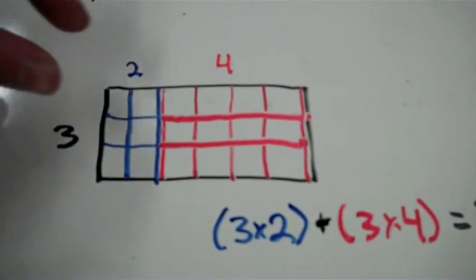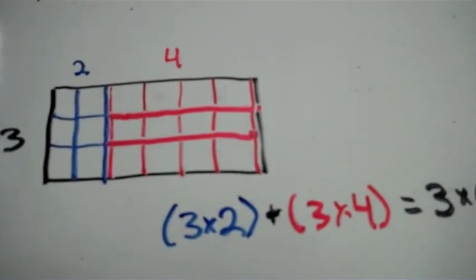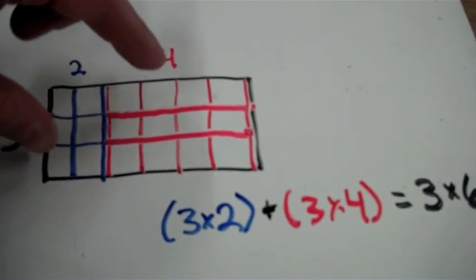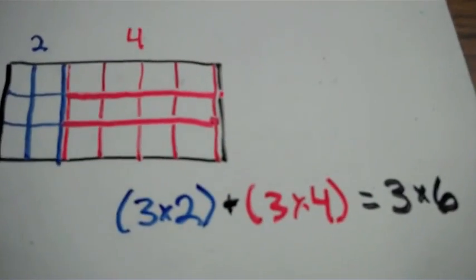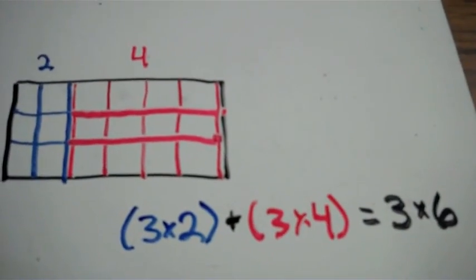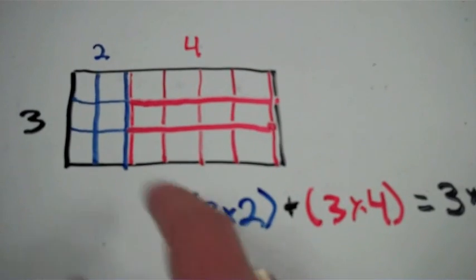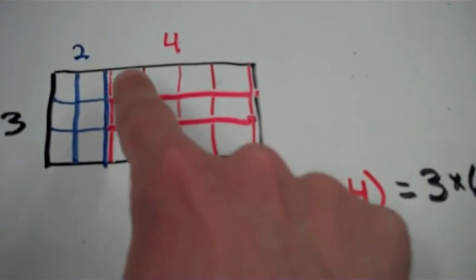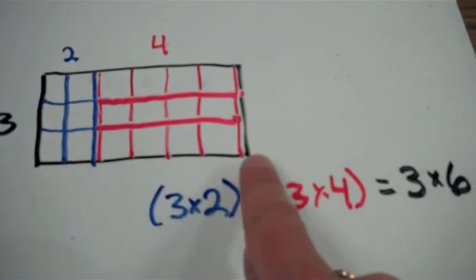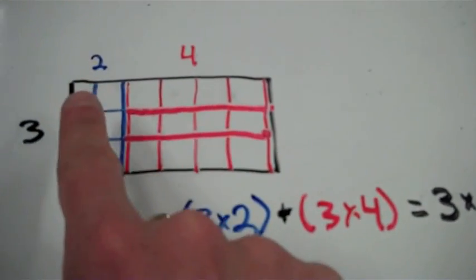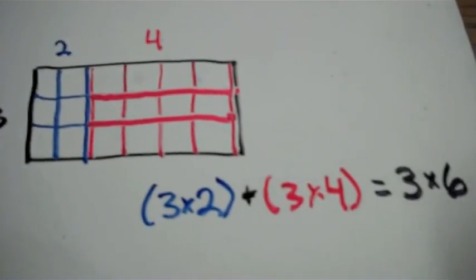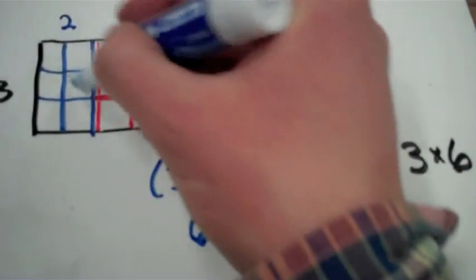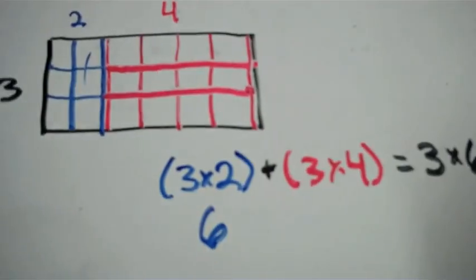A 3 by 2, which is right here, plus a 3 by 4, which is right here, makes 3 rows of 6. Another way to look at it is 3 rows of 2, 1, 2, 3, plus 3 rows of 4, 1, 2, 3, makes 3 rows of 6, 1, 2, 3. And we solve. 3 times 2 is 6, and sure enough we're going to find 6 unit squares in there.